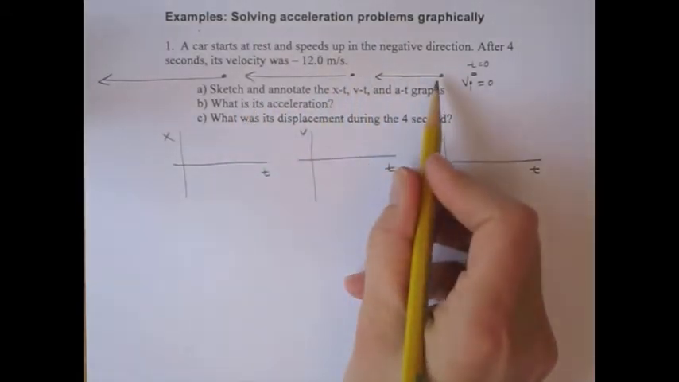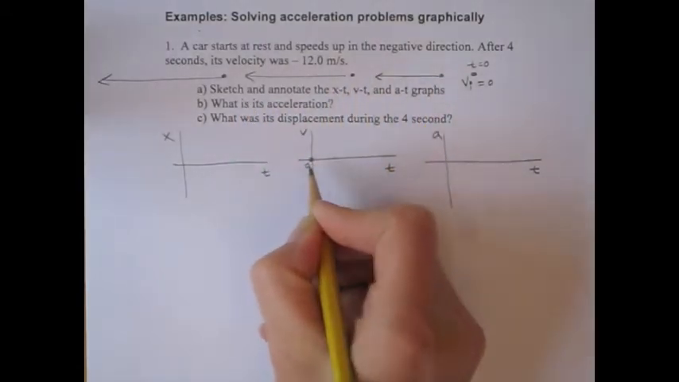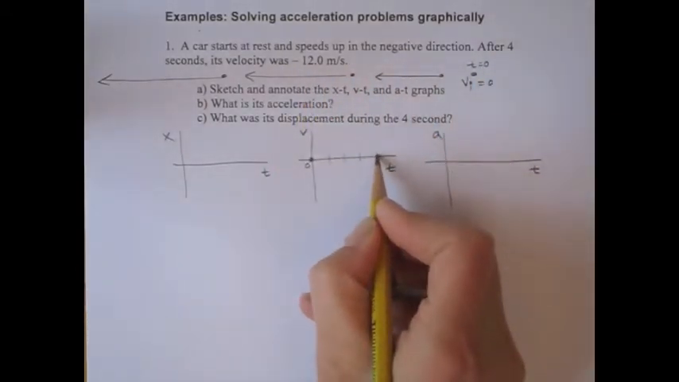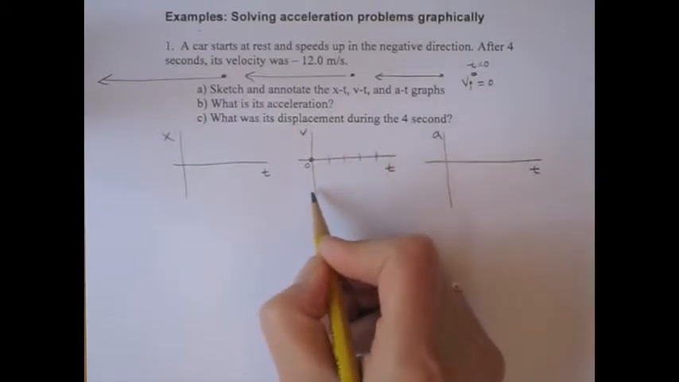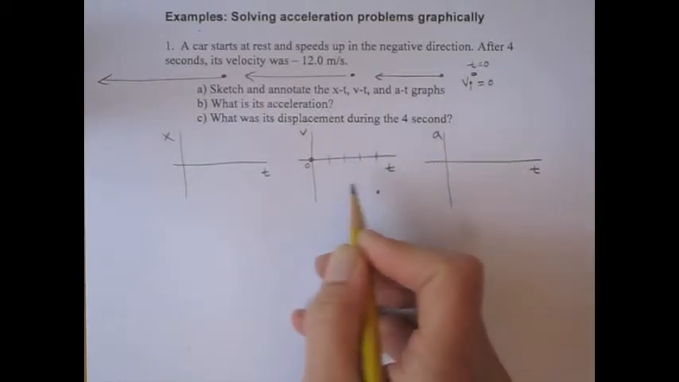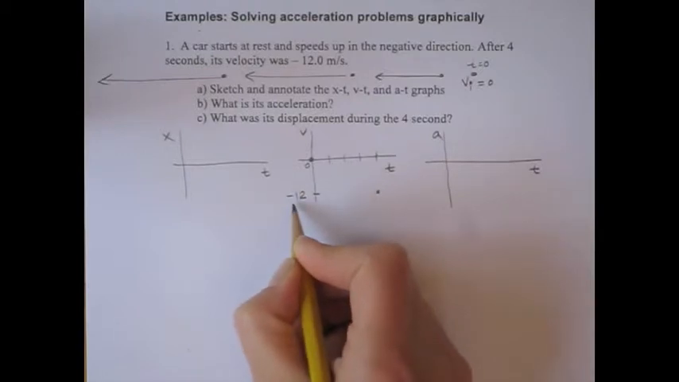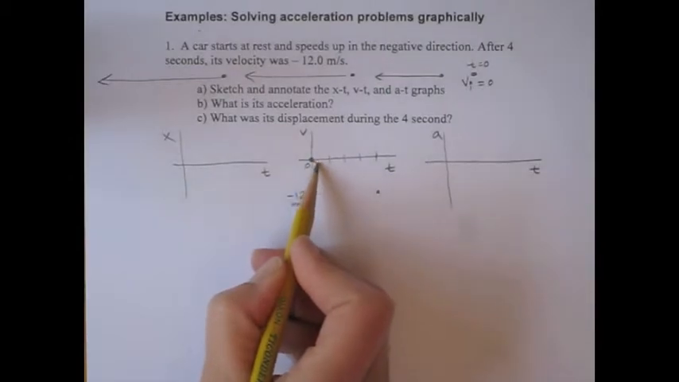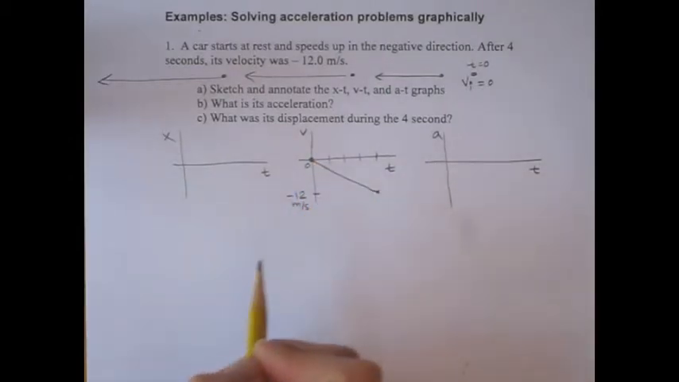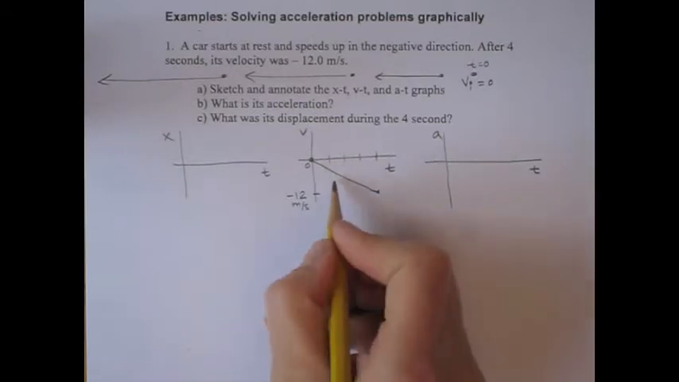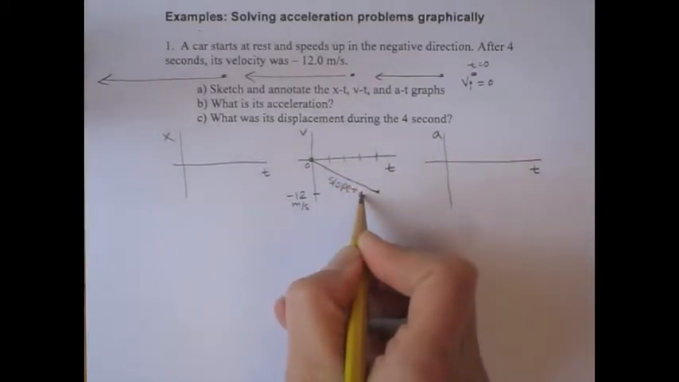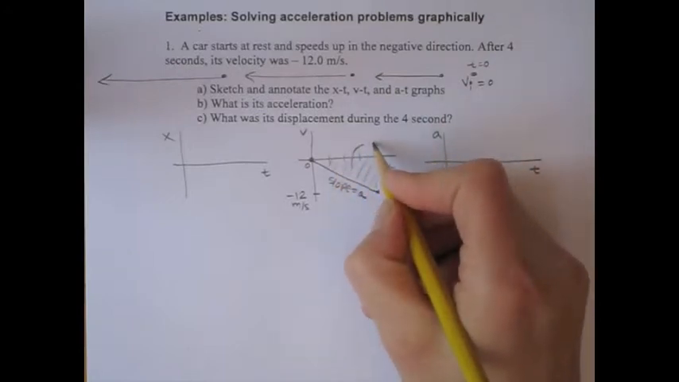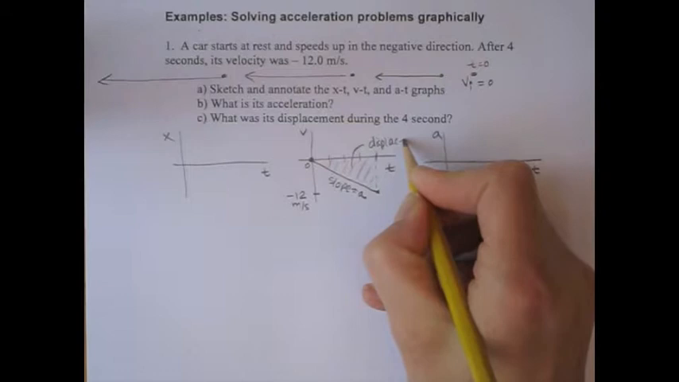So thinking about the velocity, it started at rest, and sometime later, after 4 seconds, it had a velocity of negative 12. So that's down here somewhere. And this is constant acceleration because that's the only kind we're studying. So this would be a straight diagonal line. The slope of this would be the acceleration. And the area would be the displacement of the object.